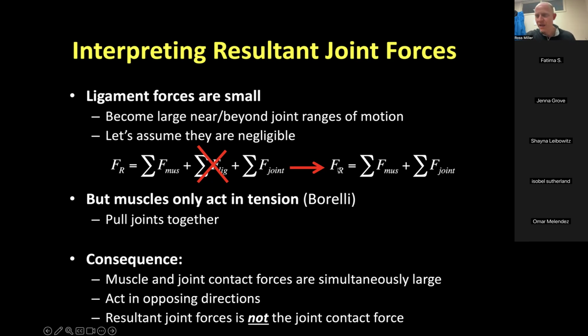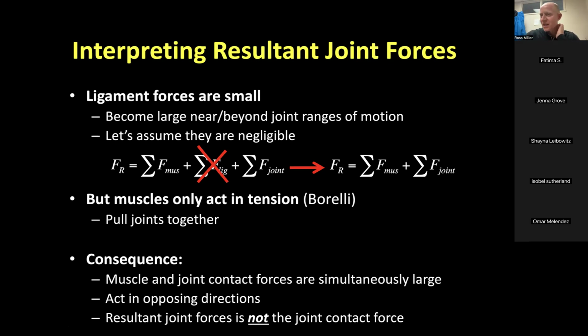I'm now left with my net force at the joint being the sum of muscle forces and the sum of joint contact forces. If I could drop one of these, then I could attribute that net force to some specific anatomical structure, and now I'm getting somewhere. That would be an interesting inference. The problem is that you can't drop either one of these, because they're both simultaneously large and they both act in opposite directions.